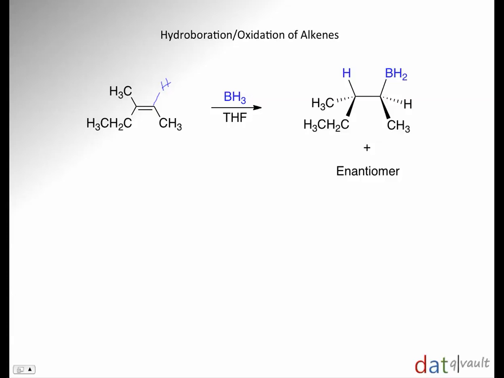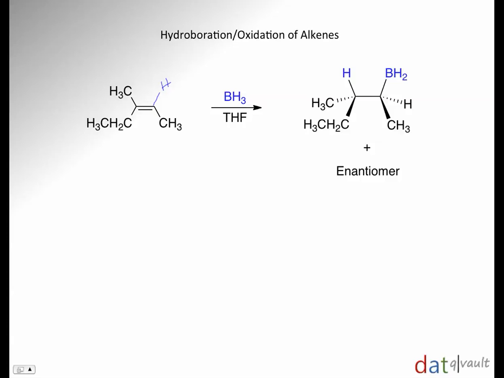This might seem a little bit complicated, so pause the video if you need to take a chance and kind of understand what's going on in this reaction. Here we're adding the boron to one of the carbons, the least substituted carbon, and then one of the hydrogens on borane is going to be added to the more substituted carbon. So this is going to be an addition of borane in an anti-Markovnikov fashion. If it was the Markovnikov addition, then the boron would be added to the most substituted carbon, but that's not happening in the hydroboration step.